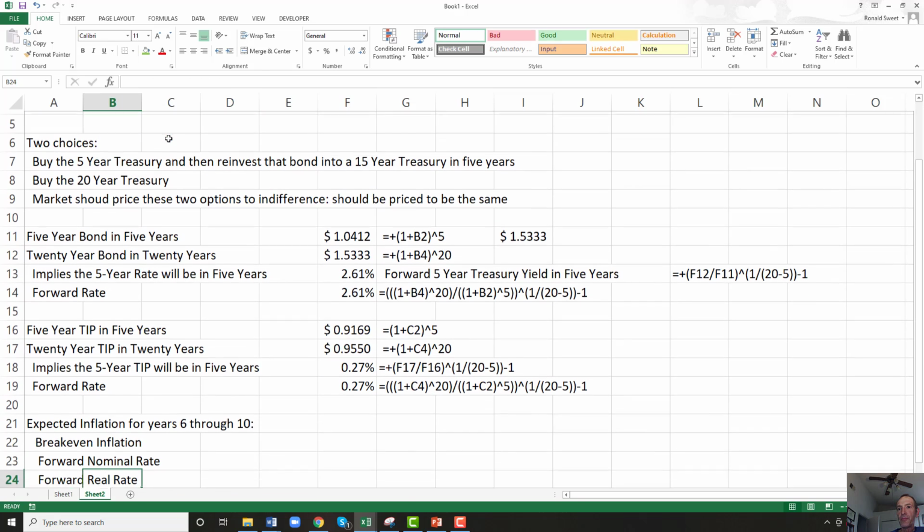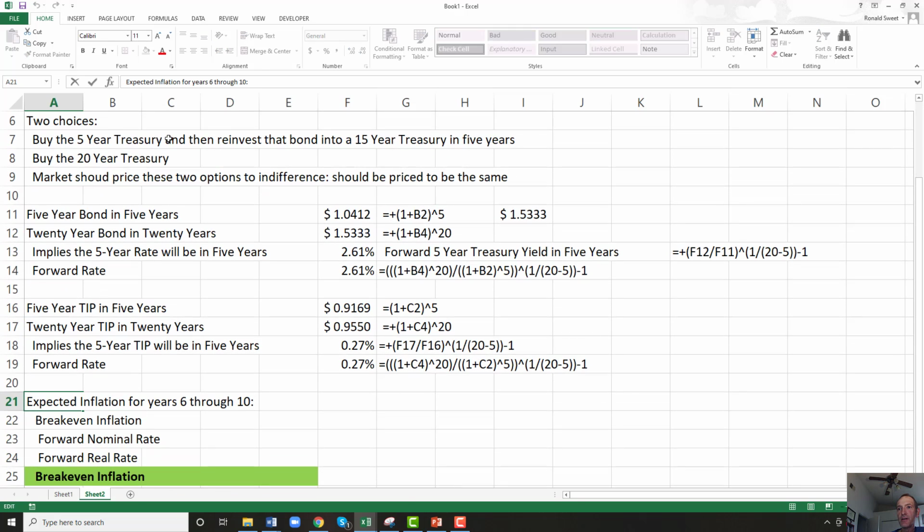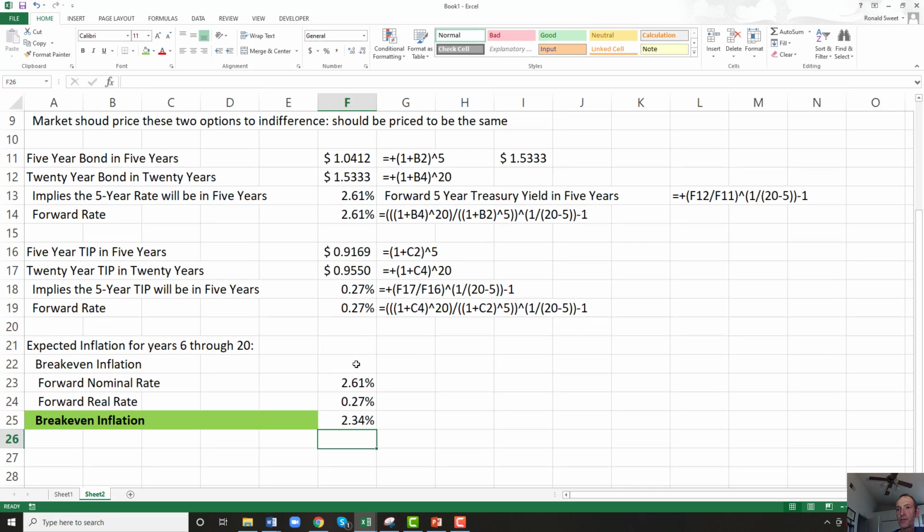And so, what do we expect inflation to be years 6 here through 20? So we take the nominal rate, 2.61. We take the forward rate, 0.27. So the break even here is 2.34. Somewhat higher than what we got on the other page. We got 2.13 versus 2.34, but again, there's probably a risk premium, and probably the longer out you go, the more inflation risk you have. So there's even more of a risk premium there.